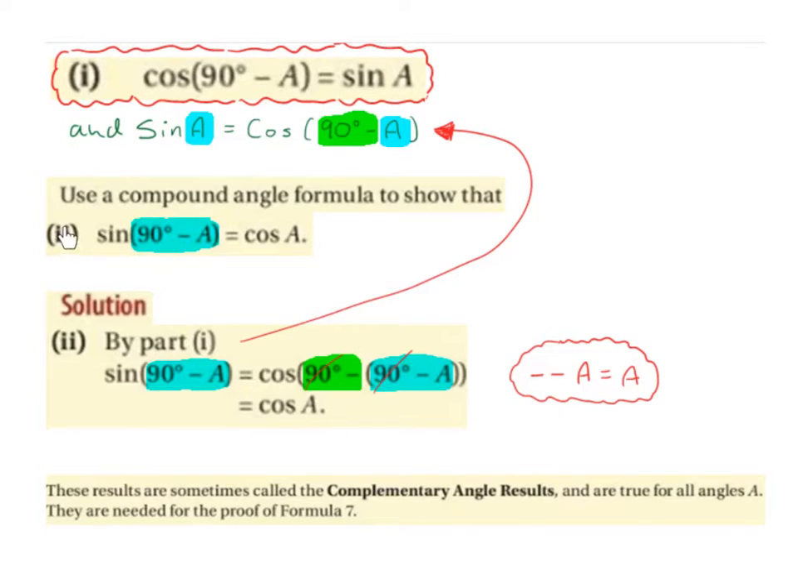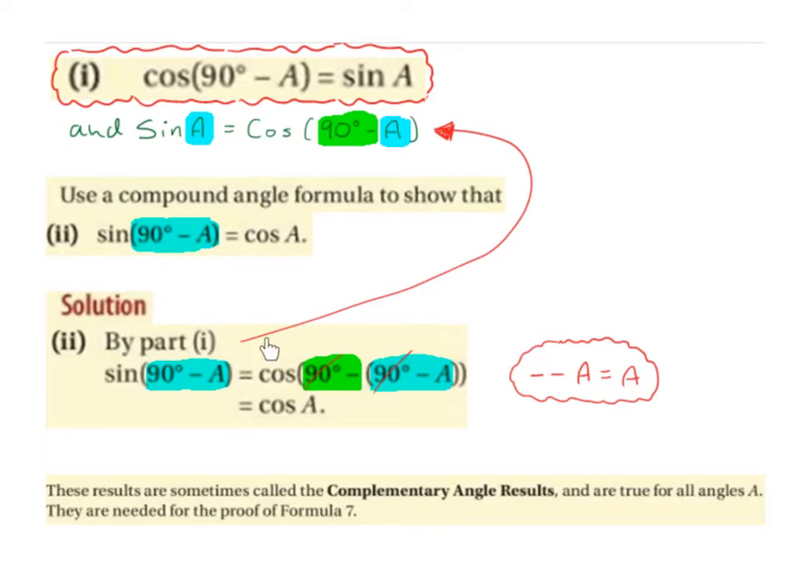Part 2. Use a compound angle formula to show that sine of 90 degrees minus A is equal to cos of A. So we're going to use what we worked out in part 1. In part 1, it was stated that cos of 90 degrees minus A is equal to sine of A, which we can swap around to say sine of A is equal to cos of 90 degrees minus A. So we now have sine of 90 degrees minus A. So using our formula from part 1, we're going to swap that A for 90 degrees minus A over here.